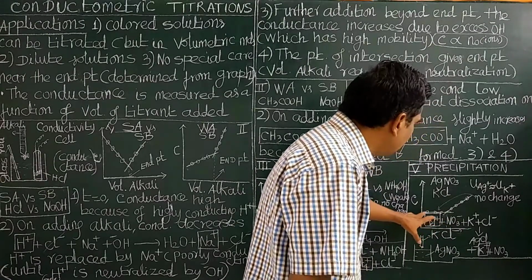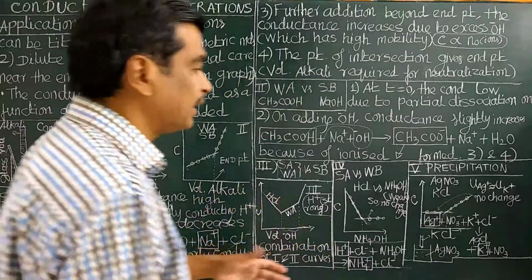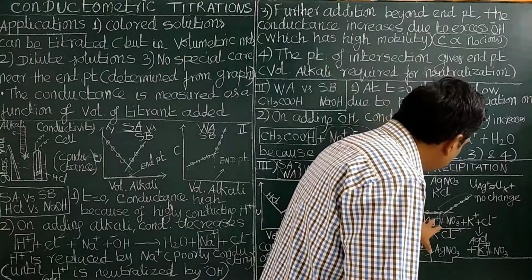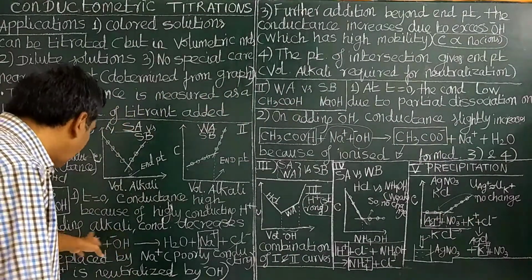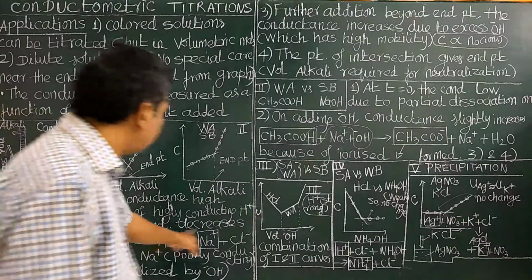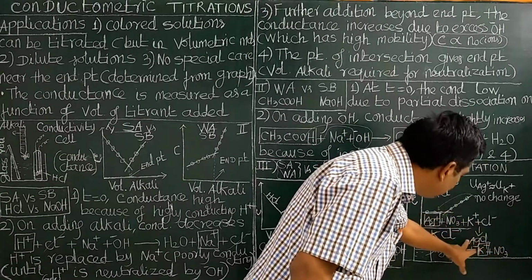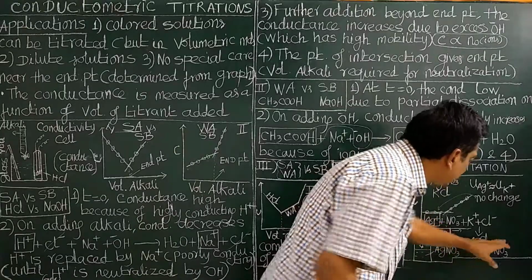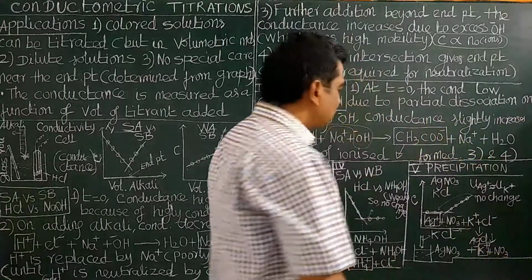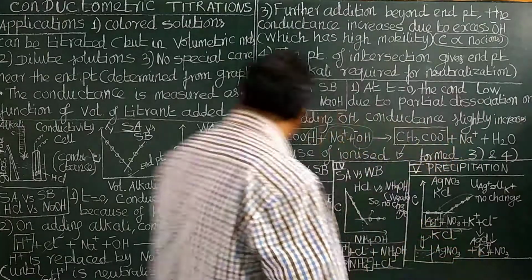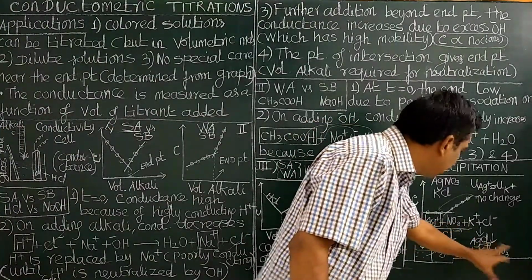The conductance is low in the beginning. On adding KCl, that is K+ and Cl-, precipitation takes place. AgCl precipitate is formed plus K+ NO3-. Therefore, the Ag+ ion is replaced by the K+ ion.